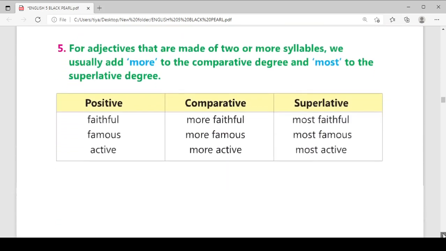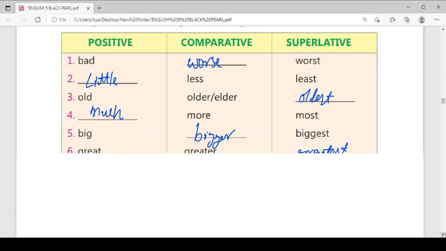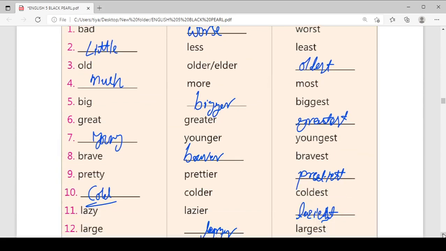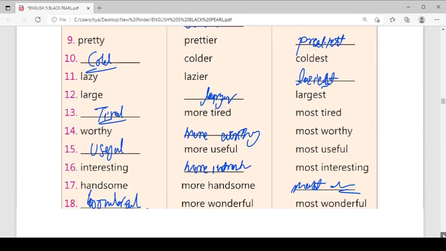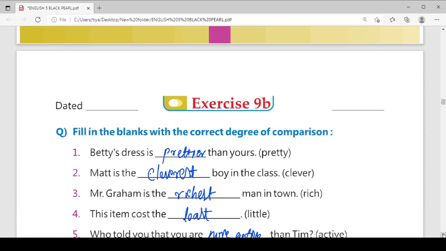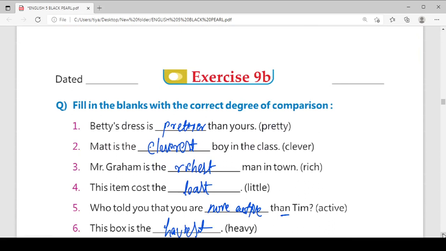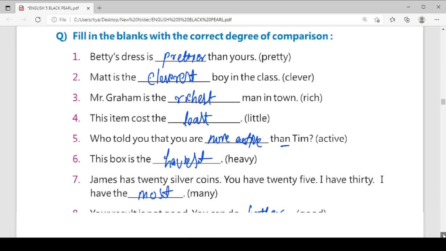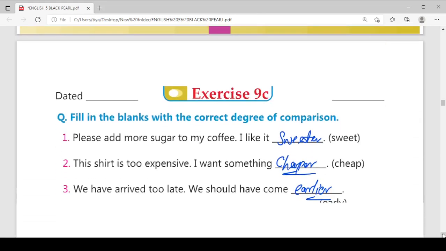After that, we solved the first exercise, where we fill in the blanks with the correct form of the degrees. For this, you need to memorize the degrees. Now fill in the blanks with the correct degree of comparison. Whenever the comparison is between two things, use the comparative degree. When it is about a single thing or person, use the positive degree. And whenever the comparison is between more than two, use the superlative degree.